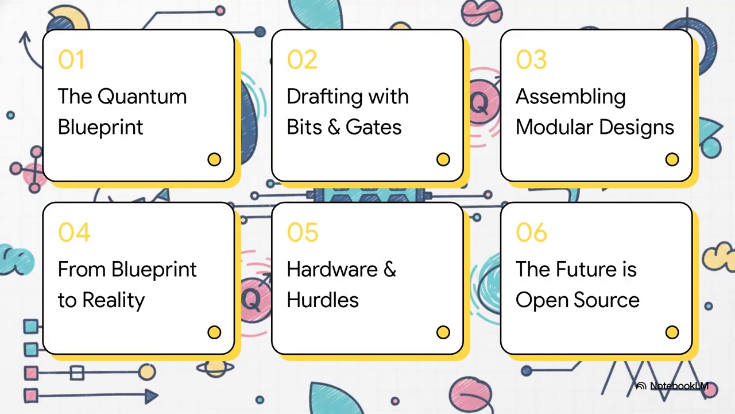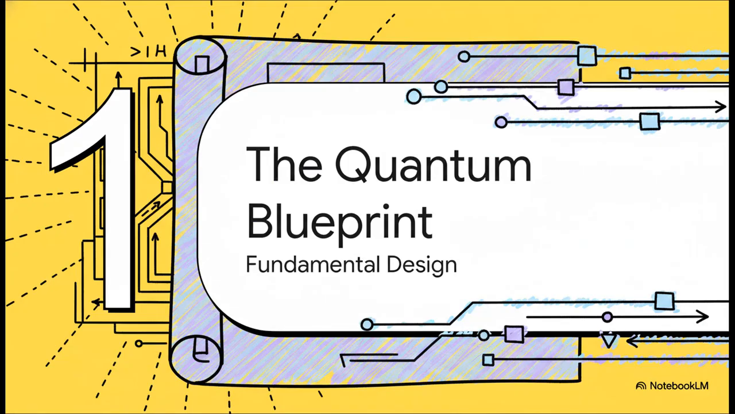So here's how we're going to break it all down. We'll start with the blueprint itself. Then we'll look at the tools of the trade, the bits and the gates. After that, we'll see how you can assemble small designs into much bigger ones. Then comes the fun part, taking that blueprint into the real world. We'll explore the hurdles of today's hardware, and finally, we'll talk about why the future of all this is completely open source. Okay, let's dive in.